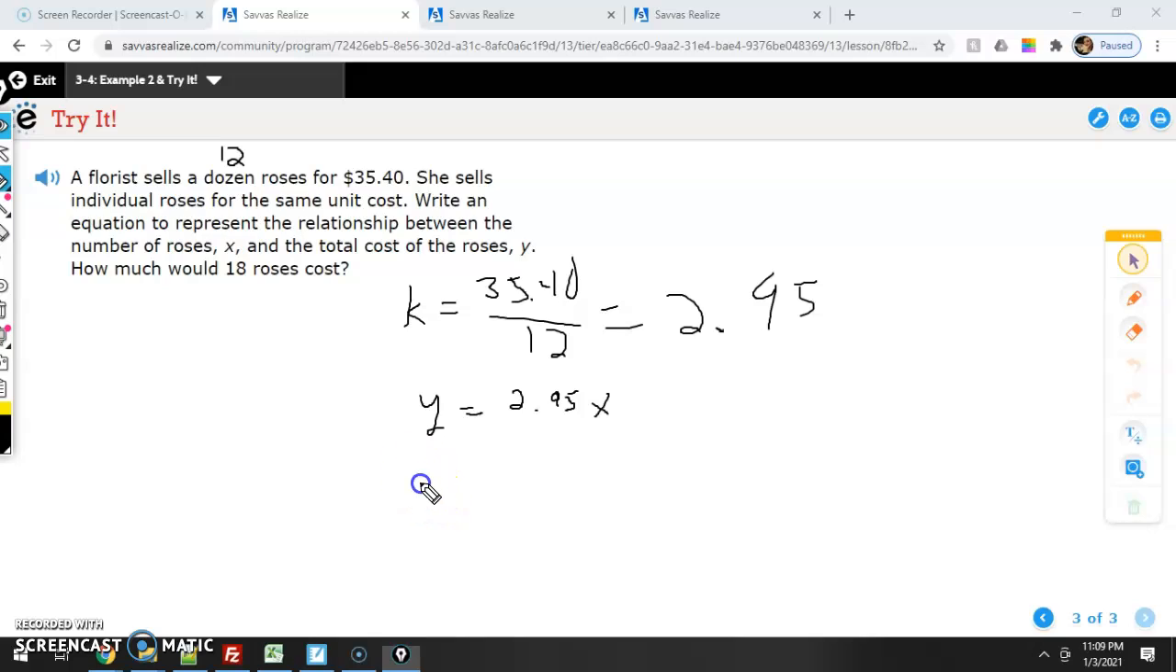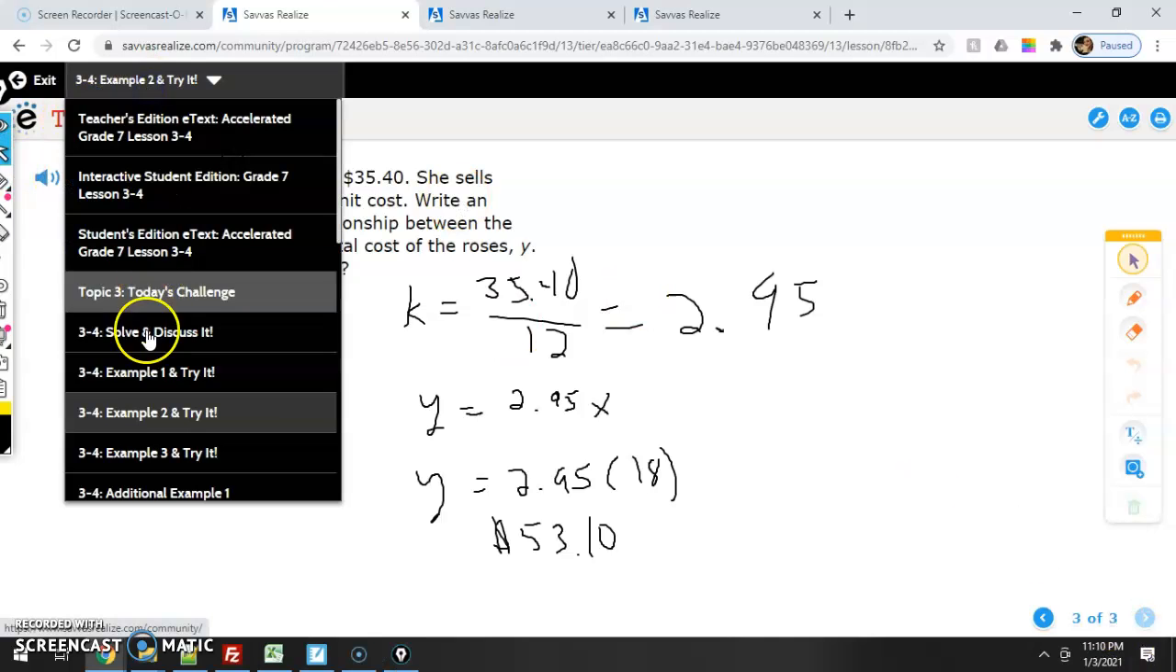So how much would 18 roses cost? Once again, substitute. Now, what are we substituting for, X or Y? Well, the cost is Y, the roses are X, so we're putting the number in for X, and then you just multiply it, and you can use the calculator again. So the cost would be $53.10 for that amount of roses.